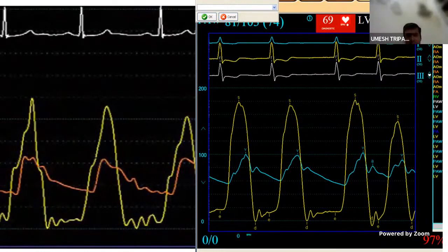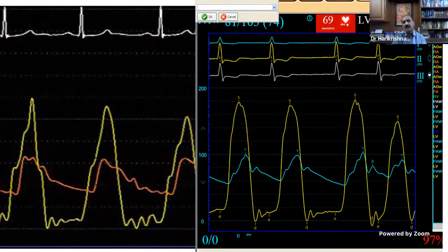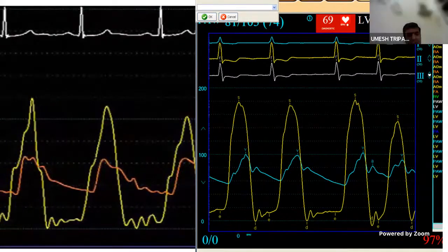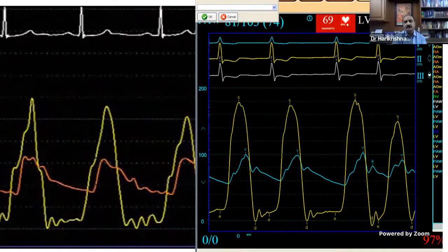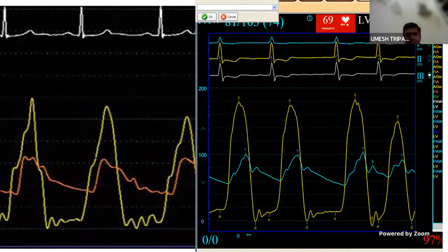What are these? So this is a simultaneous pressure tracing of the left ventricle and the aorta. Both are simultaneous LV and aorta. On the left side, it is a rapid upstroke, with a spike and dome like appearance, so most likely it's dynamic LV outflow tract obstruction. And the second one? Second one is, sir, fixed obstruction.